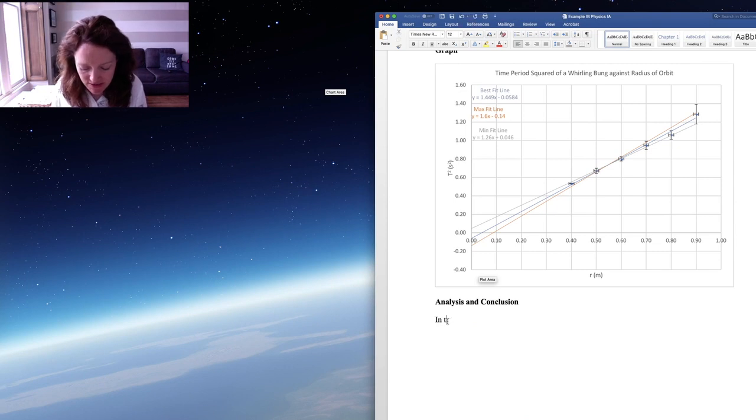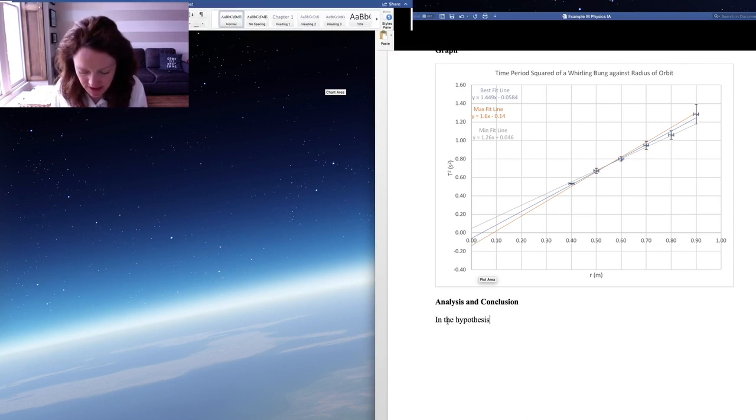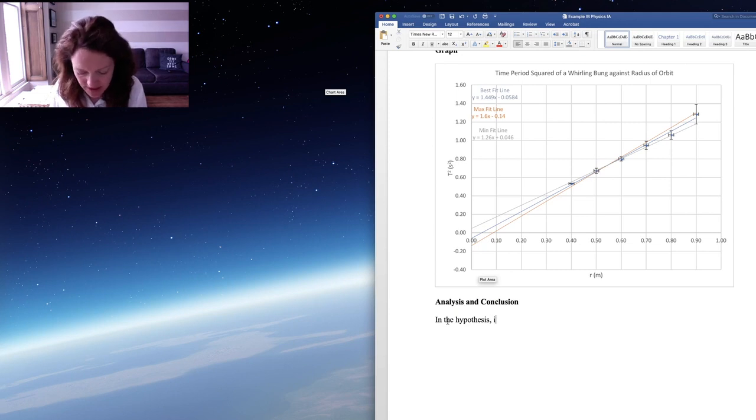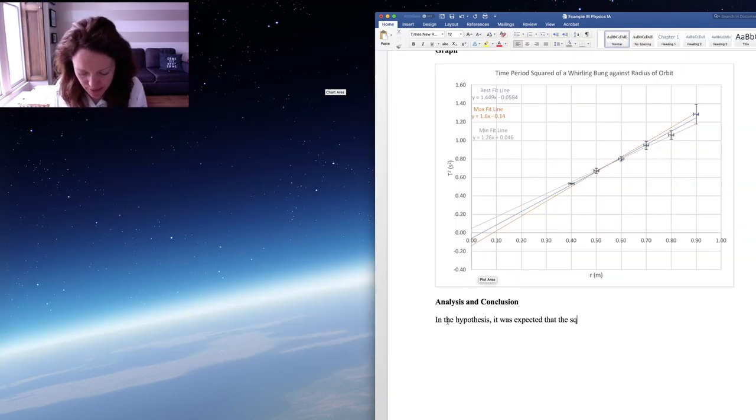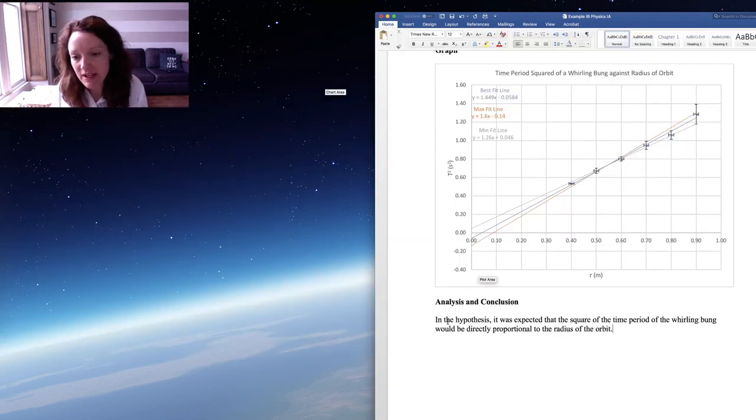So I write in the hypothesis, it was expected that the square of the time period of the whirling bung would be directly proportional to the radius of the orbit. So just reminding the reader what your hypothesis was.